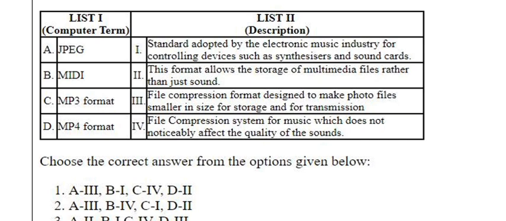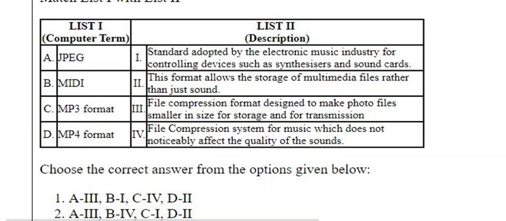And then 2, this format allows the storage of multimedia files rather than just sound. File compression format designed to make photo files smaller in size for storage and transmission. And for file compression system for music which does not noticeably affect the quality of the sound. So this is the question that you have got. Now choose the correct answer.